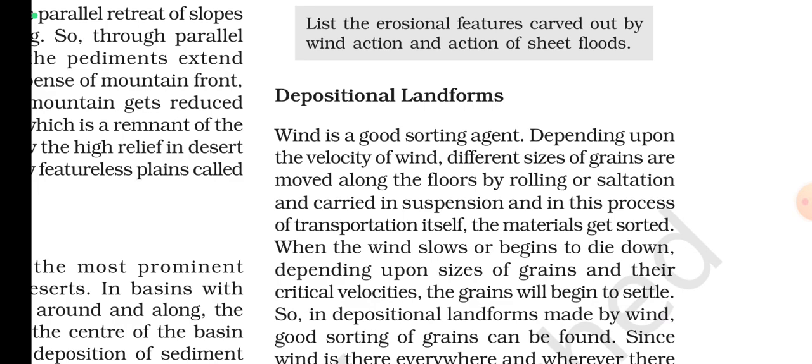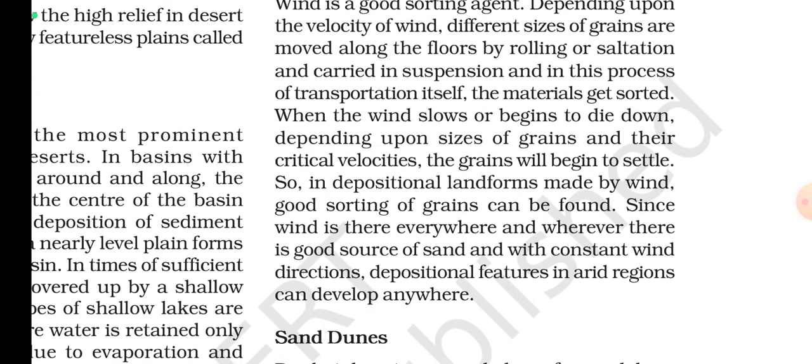So depositional landforms. Wind is a good sorting agent. Depending upon the velocity of wind, different sizes of grains are moved along the floors by rolling or saltation and carried in suspension, and in this process of transportation itself the materials get sorted. When the wind slows or begins to die down, depending upon sizes of grains and other critical velocities, the grains will begin to settle. So in depositional landforms made by wind, good sorting of grains can be found. Since wind is there everywhere, and wherever there is a good source of sand and with constant wind directions, depositional features in arid regions can develop anywhere.